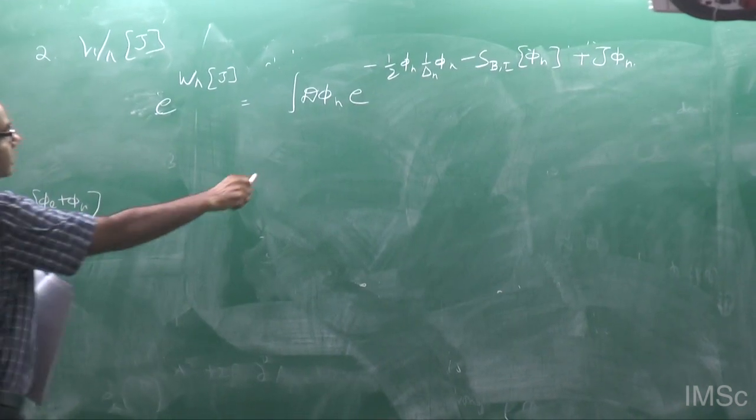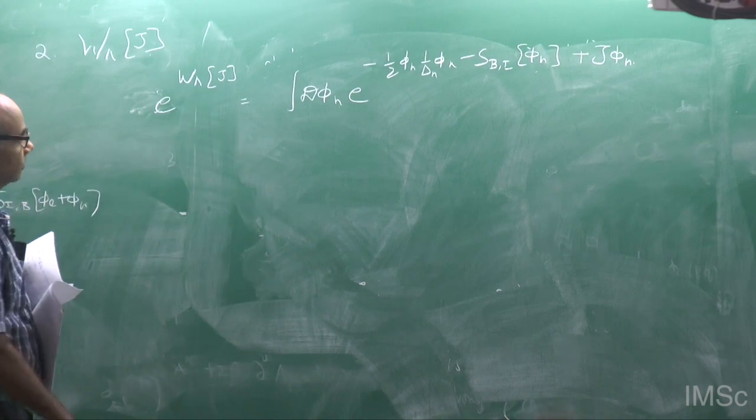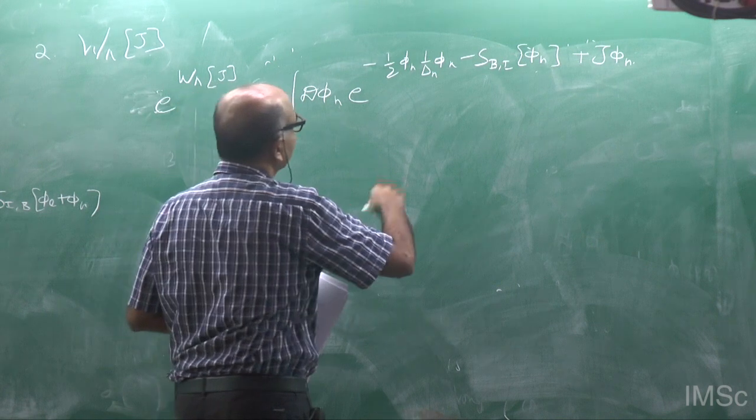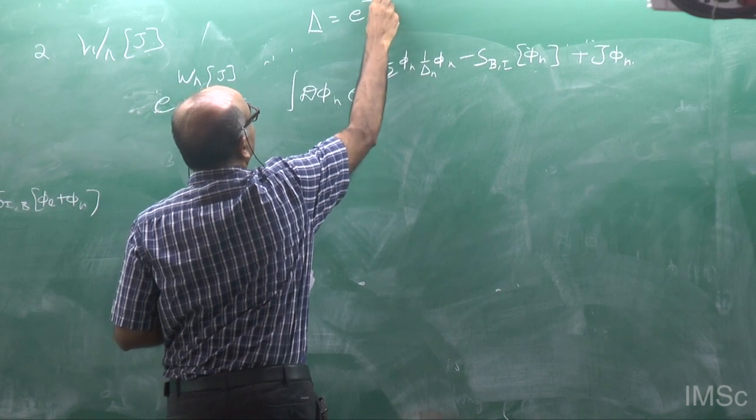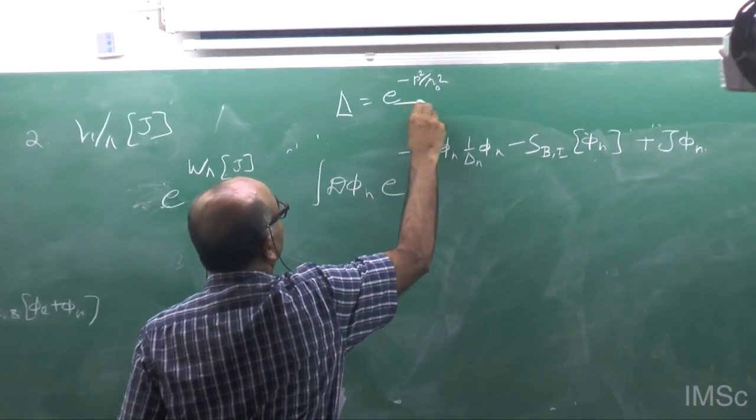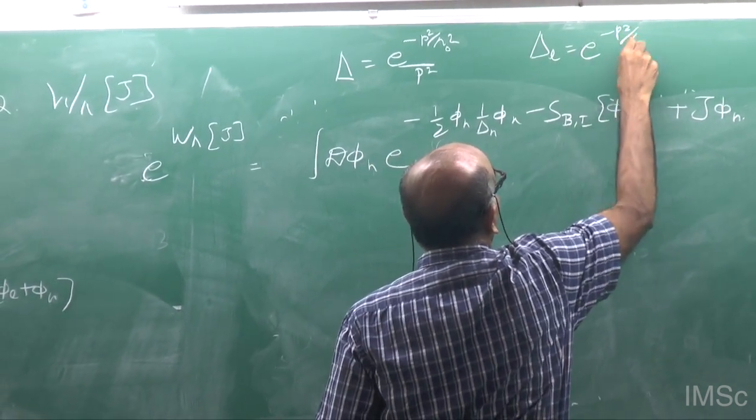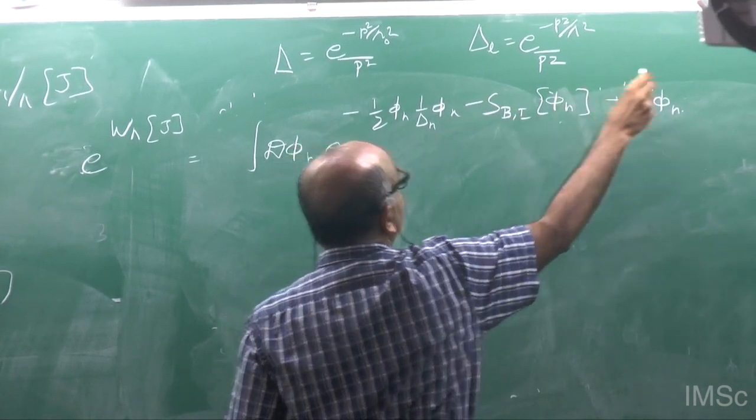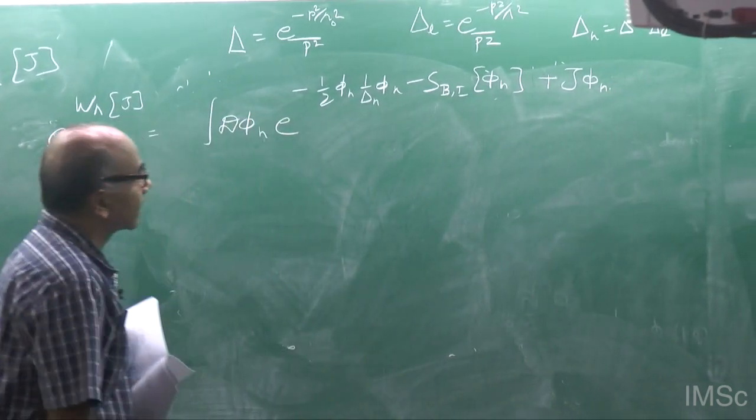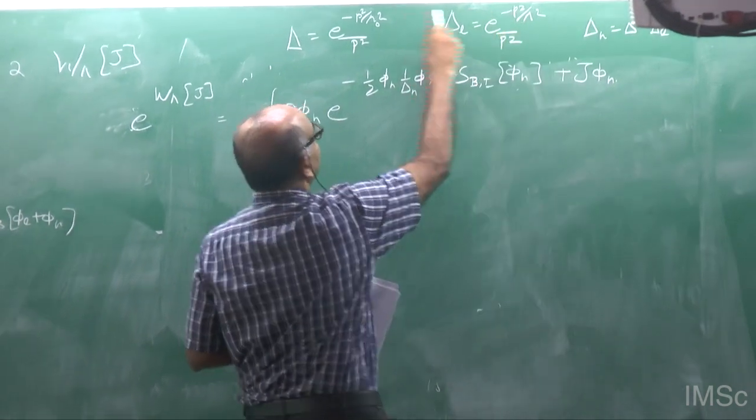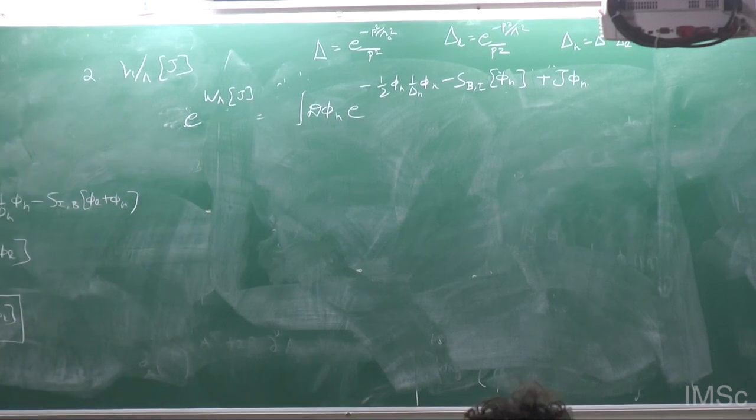So you integrate out the high energy modes and calculate the generating functional, but there's an IR cutoff because this integral, remember this delta is e to the power of minus p squared by lambda naught squared by p squared. Delta L is, and delta H is delta minus delta L. So it only propagates modes between lambda and lambda naught. So this is a generating functional with an IR cutoff.